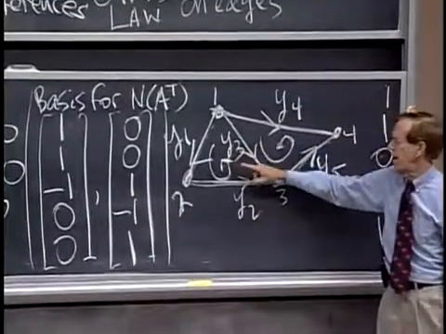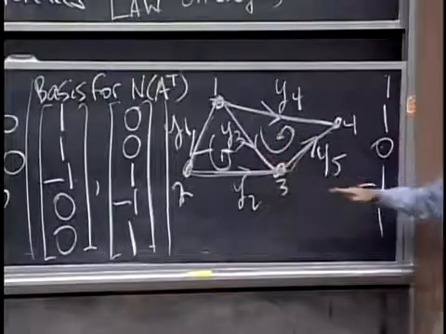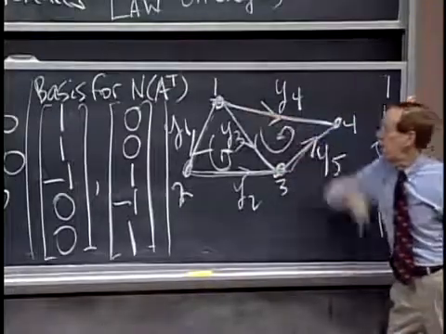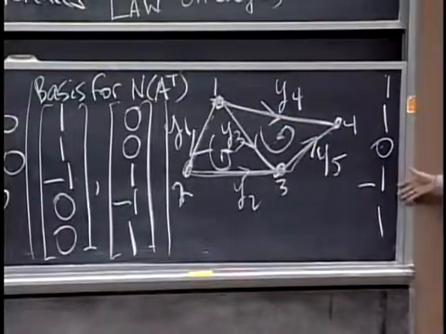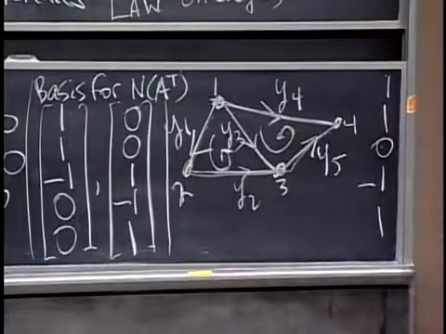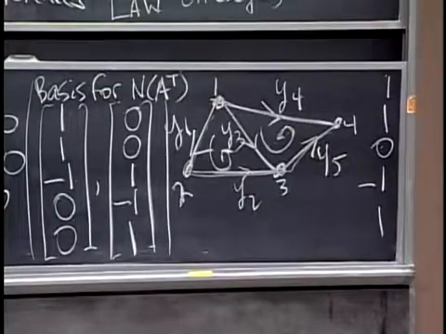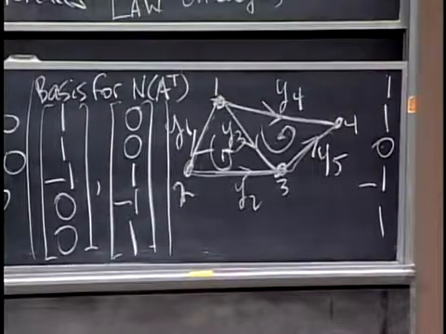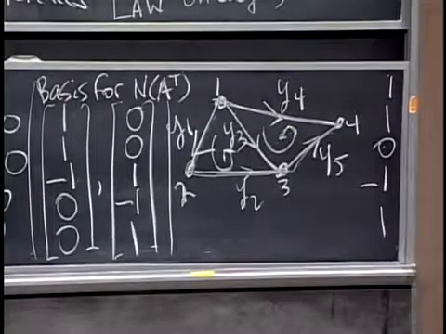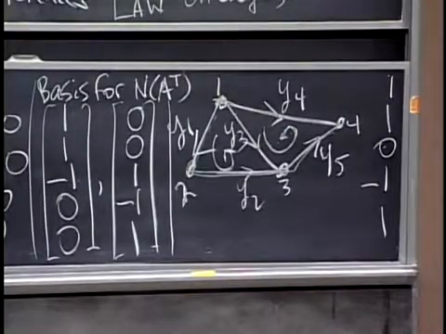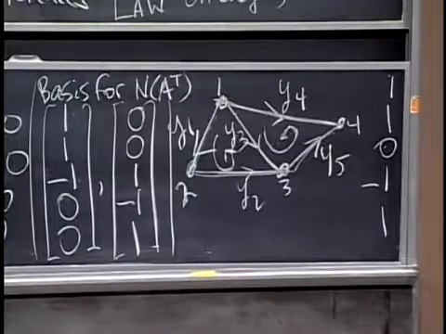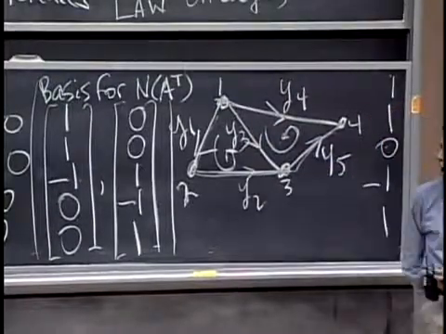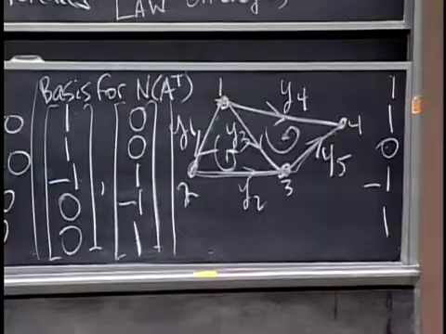If I send current around that and around that, then on this edge y3 it's going to cancel out, and I'll have altogether current around the whole outside loop. That's what this one is, but it's a combination of those two. You see that I've now identified the null space of A transpose, but more than that, we've solved Kirchhoff's current law and understood it in terms of the network.